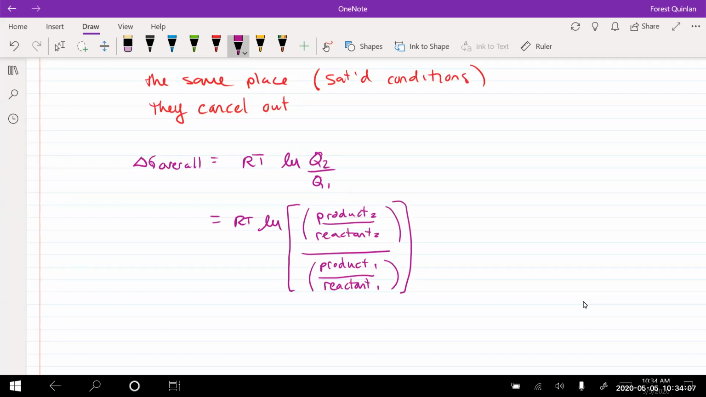Now, all I've done is followed some math. I subtracted out some stuff. I note that since the delta G naughts of both of these are for exactly the same system, their delta G naughts will have to be exactly the same. Okay? These guys, they cancel out. They are the same system.